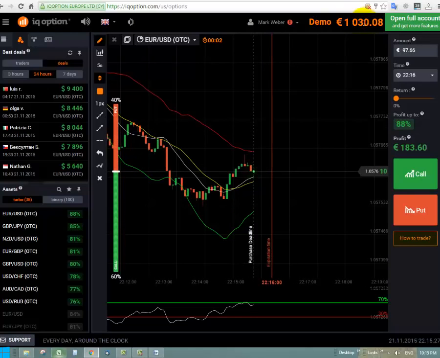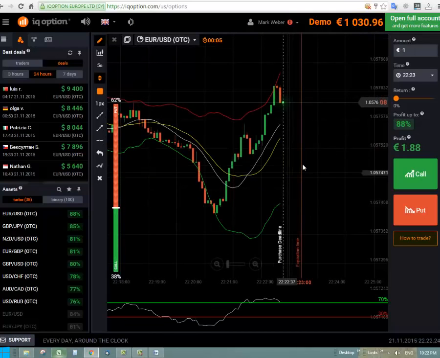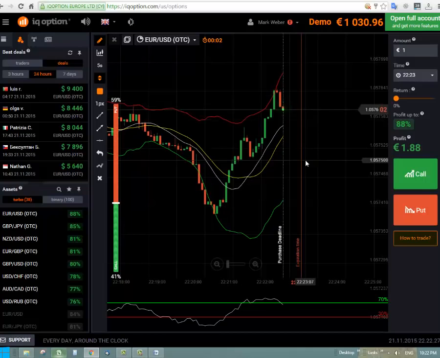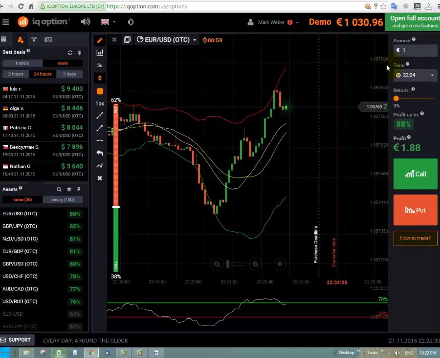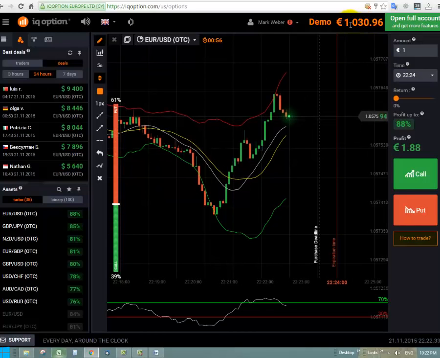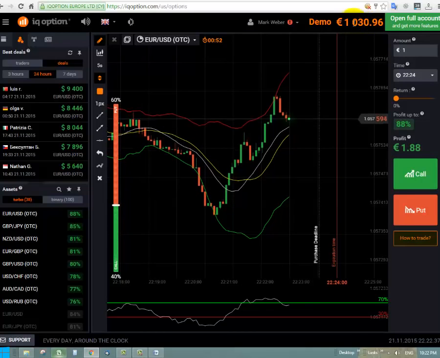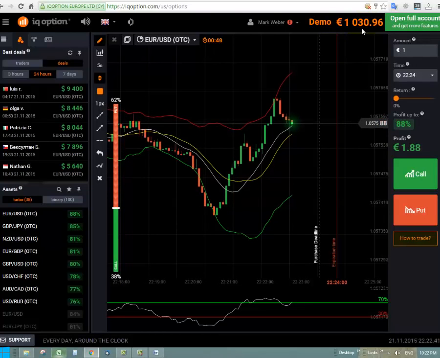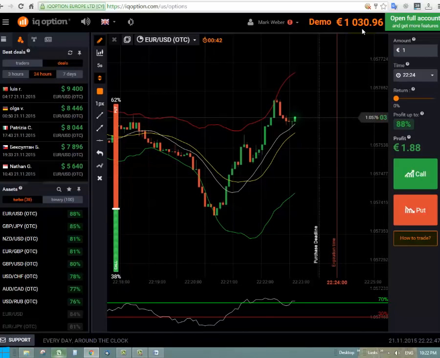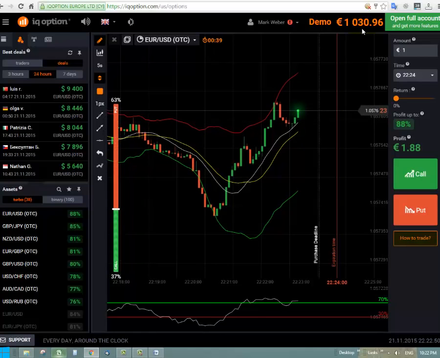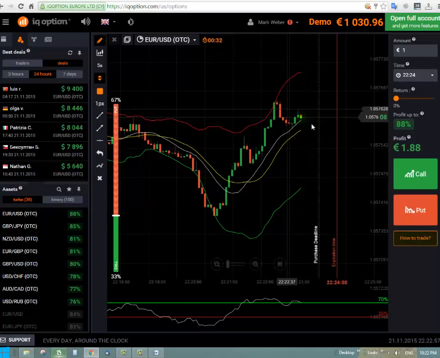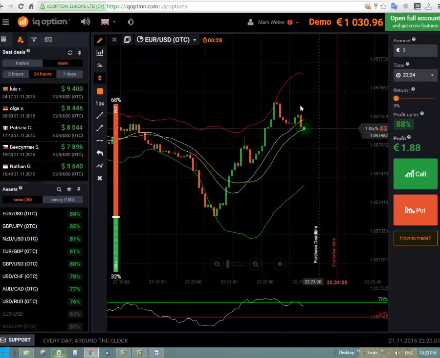Well, we have now 1030 euros. So you got the idea about what this strategy is all about. As you can see, in less than 30 minutes we made 30 euros profit. I want you to be very careful and remember that you have to be disciplined, very disciplined with this strategy. It's not recommended to open a position in this area. It's called no man's land area, because you don't know what the price will do.